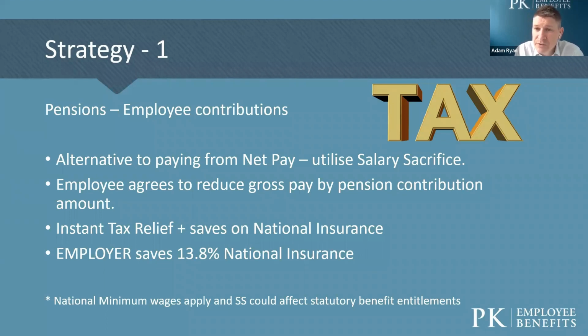So in that previous example where the employee wanted to pay £100 into their pension, under salary sacrifice, the employee would sacrifice £100 from their gross salary and therefore not pay tax. But importantly, they would not pay national insurance as well. So for a basic rate taxpayer, they're instantly saving 12% on whatever they're paying into their pension contribution. And therefore, it's making their pension saving cheaper and more cost effective.